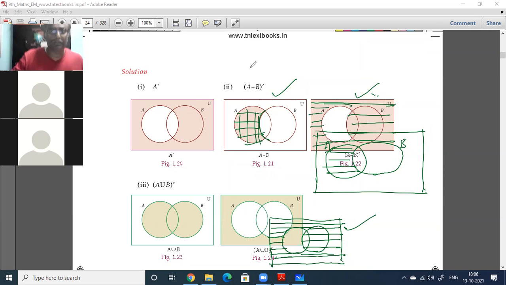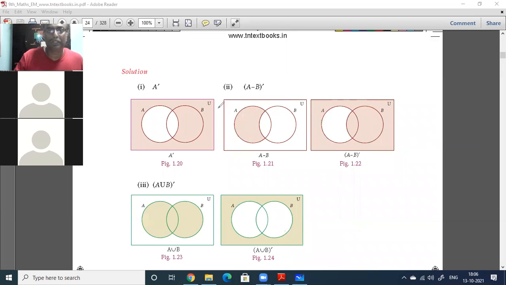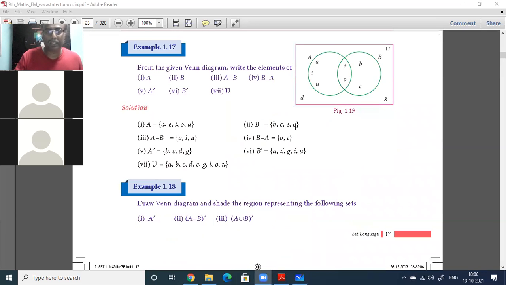Okay. That's the one. Then one more thing we have to do. So very important: Venn diagrams. A union B complement. That is also very important.